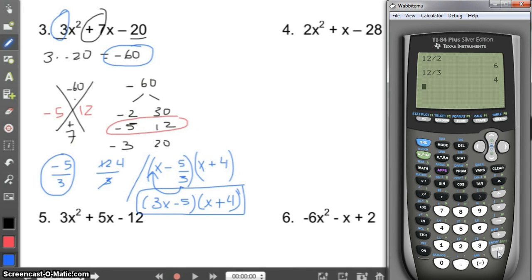Again, you can double check by FOILing. My pre-AP, my academic class, you can graph this and then graph this, and if they are the same graph, then it is the right answer. So go ahead, guys. Also, I'm going to be doing number 6.